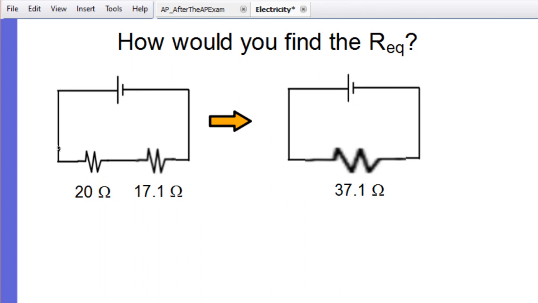All right, step 2. I'm going to draw the series bit turning into a simple bit. And to find that REQ, well, I just add up the resistances, and I get 37.1 ohms. Done.